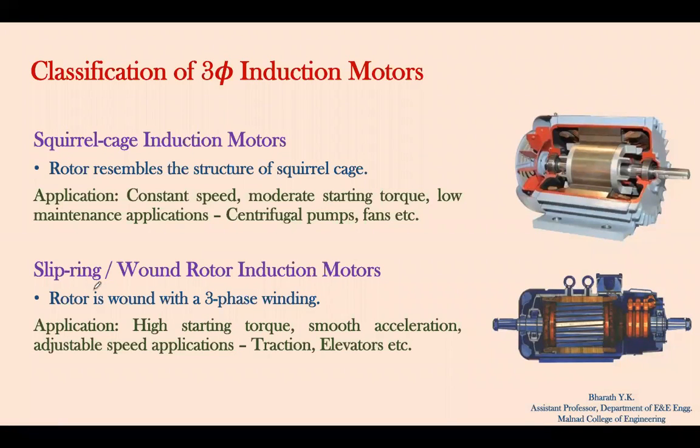The slip ring induction motors are also called wound rotor or phase wound induction motors because the rotor is wound with a three-phase winding. These types of motors are used in applications which require high starting torque, smooth acceleration, and adjustable speed, for example, traction, elevators, lifts, hoists, and cranes, etc.